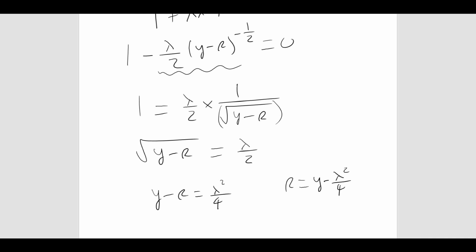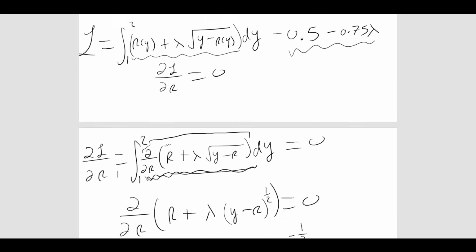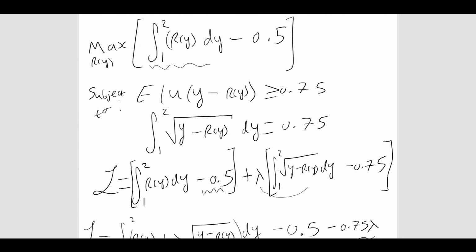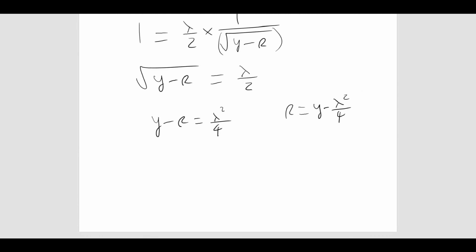And the aim of the game now is to get lambda. So we need to look at the side constraint. So the side constraint was this here, integral 1 to 2 root y minus r of y was 0.75. So we'll sub that in. So we know r of y in terms of lambda. So we can do the integral. So we know integral 1 to 2 of root y minus r, but we know this is our expression for r. So take away y minus lambda squared over 4 dy. That's going to be 0. So that's not 0, sorry, it's 0.75.